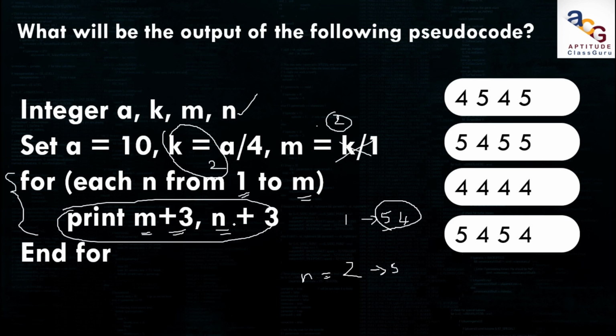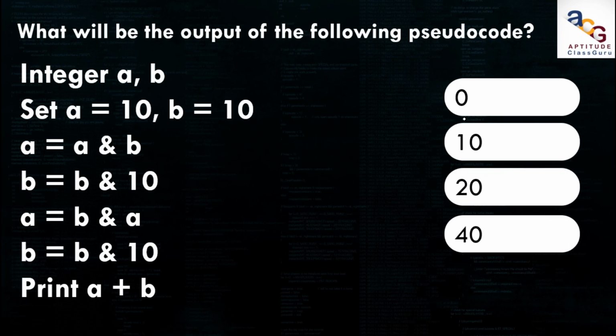And now the n value is incremented from 1 to 2, right? So now the n value is 2 and we have to add 3. So the final output is 5. So 5455 is the answer. Just look at the next problem.